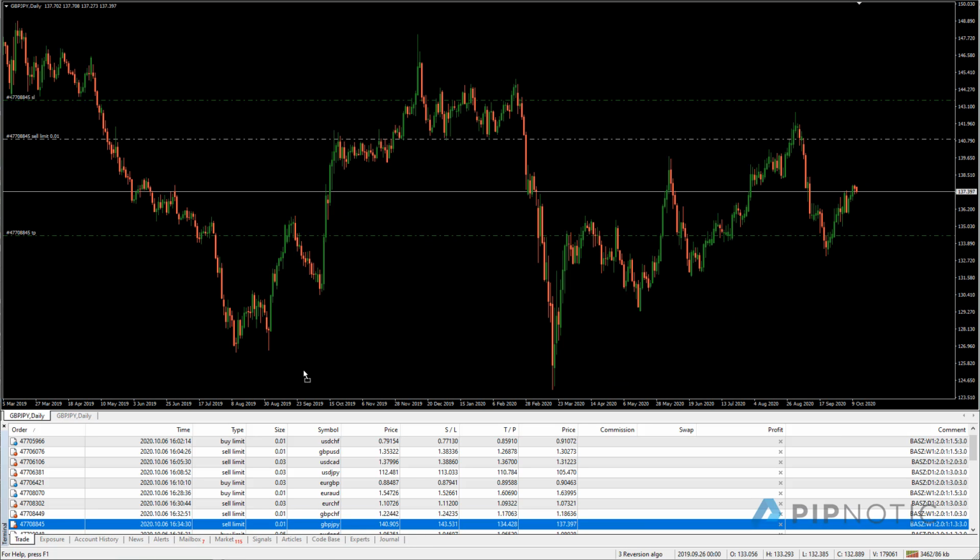Okay, moving on to the pound Japanese yen. This is a weekly area, so let's go to the weekly chart and have a look.